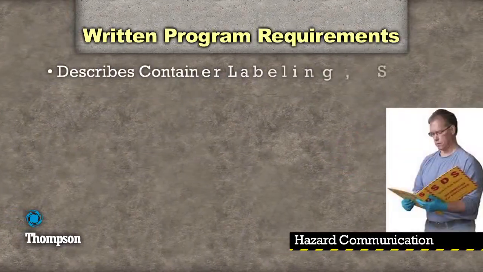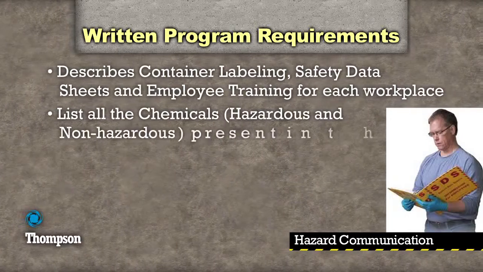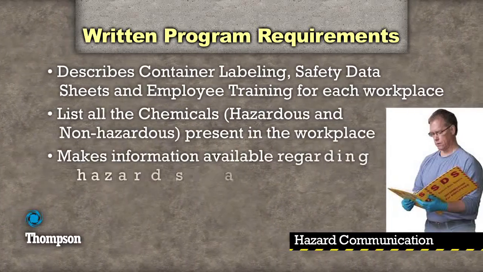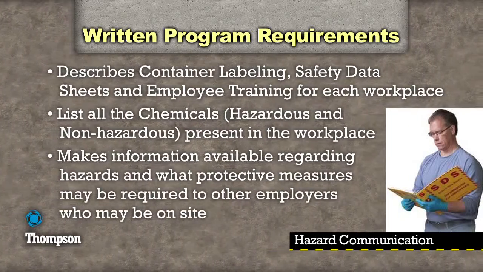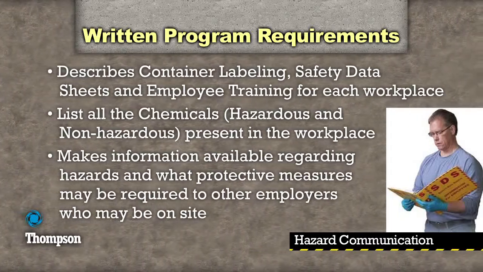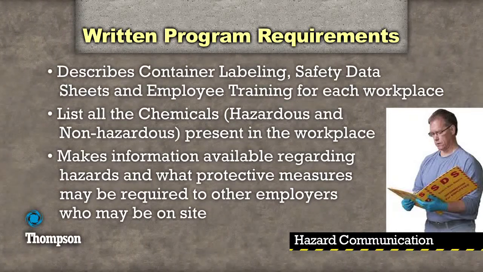The written HAZCOM program has several requirements. It must describe the container labeling, safety data sheets, and employee training for each workplace. It should list all of the chemicals, hazardous and non-hazardous, present in the workplace, and it makes information regarding hazards and protective measures available to other employers who may be on site.